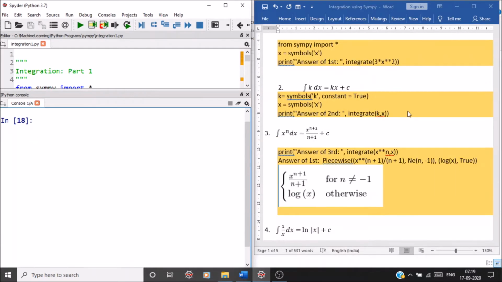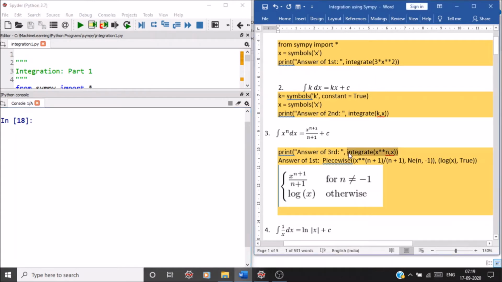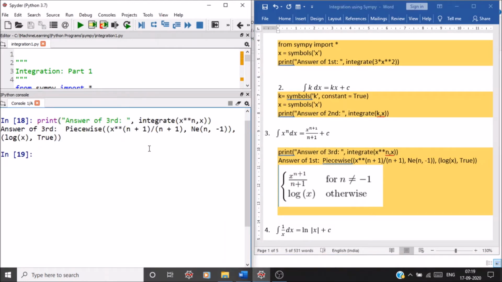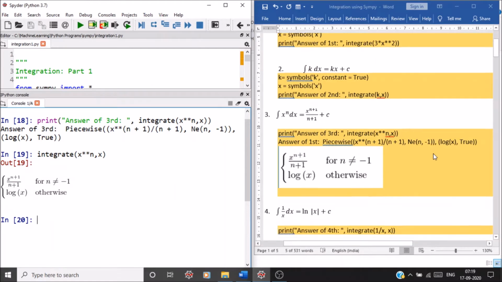Okay, next we can see integration x to the power n dx is equal to x to the power n plus 1 by n plus 1 plus c, already we know. So we can execute it, and now you can see the result. If you execute only this particular part, you can get the actual format. Now you can see here, for n not equal to -1, it is x to the power n plus 1 by n plus 1, otherwise it is log x. Okay, so this is the answer.